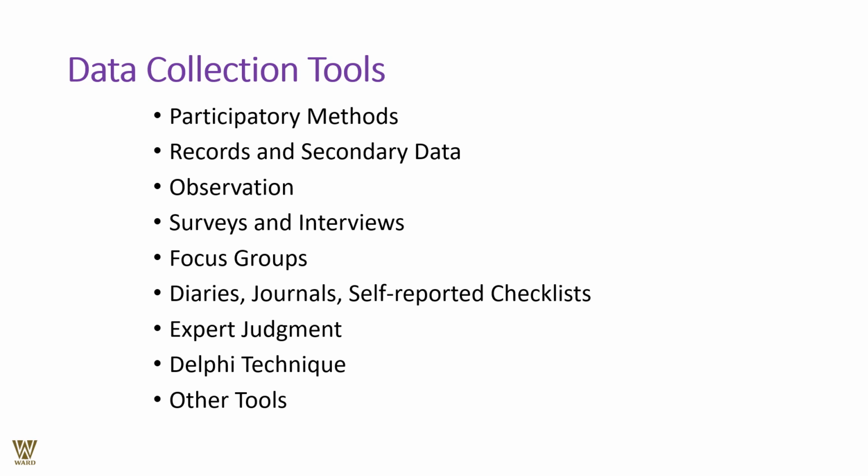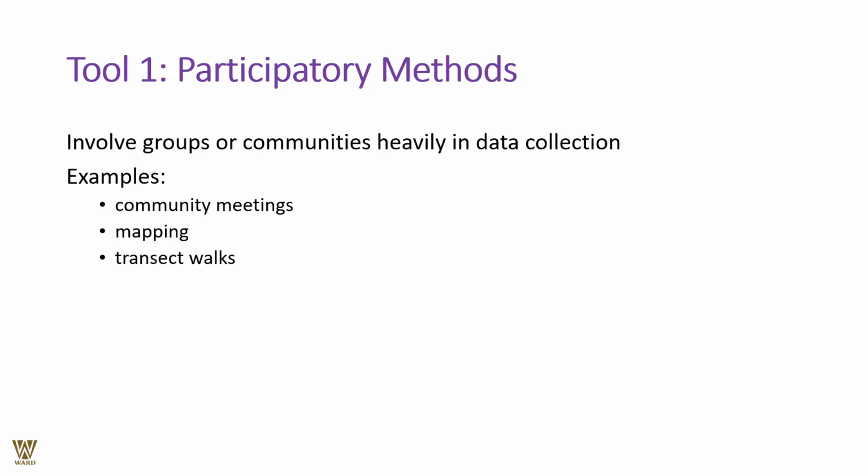So how many people were interacted with? How many people knew what they were talking about? How many people understood the question they were giving answers and responses to? Focus group, diaries, journals, self-reported checklists. Expert judgment, Delphi technique is the other method that comes around here. We'll talk about each method one at a time.